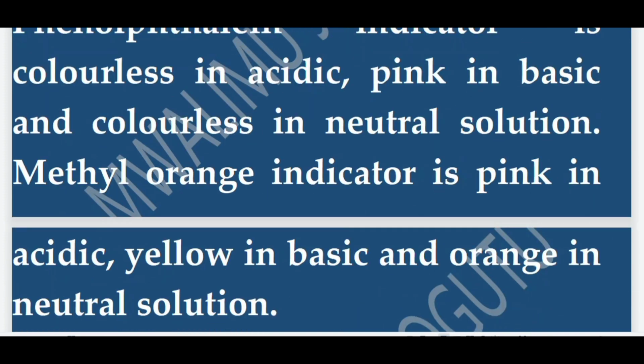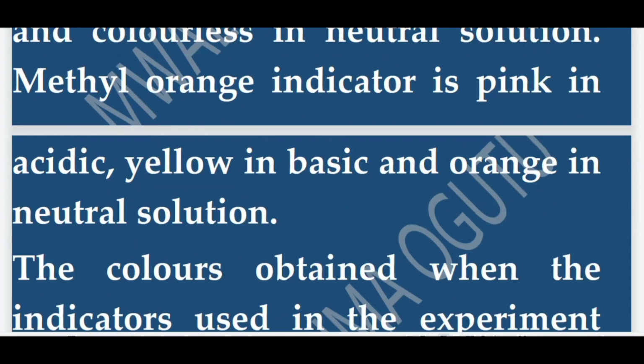Then you have methyl orange indicator that is pink in acidic, yellow in basic, and orange in neutral solution. As the name suggests, it is methyl orange, so this indicator is orange in color. It is pink in acidic, yellow in basic, and orange in neutral solution.